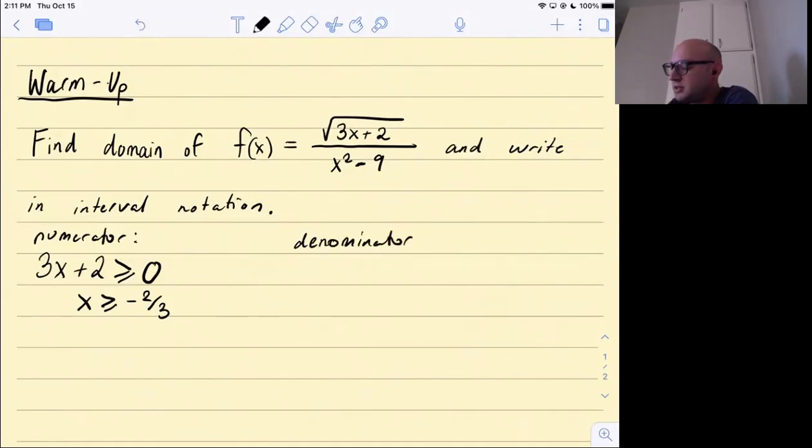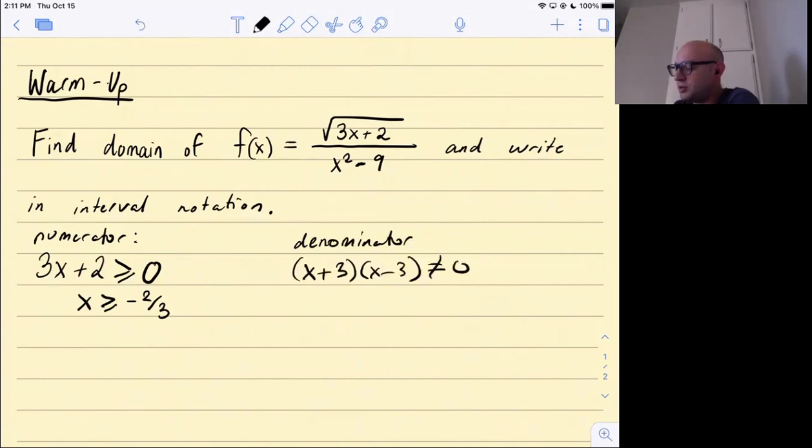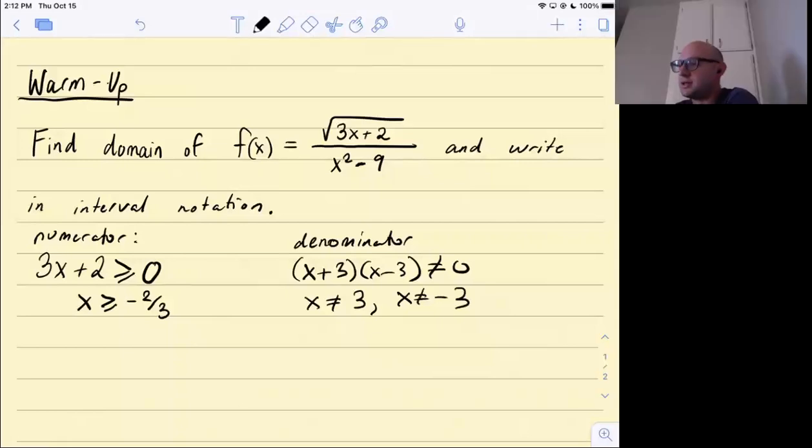So the denominator factors as x plus 3 times x minus 3, and you don't want it equal to 0. So what did you observe about the denominator? What numbers are bad? Both 3 and -3 are bad, but since x needs to be greater than -2/3, you only really care about the 3. Excellent. Awesome. I'm glad that you saw that.